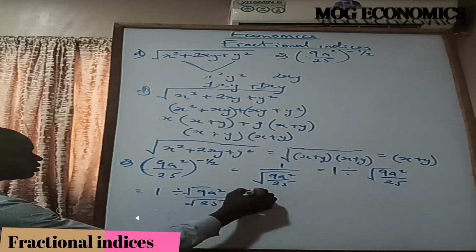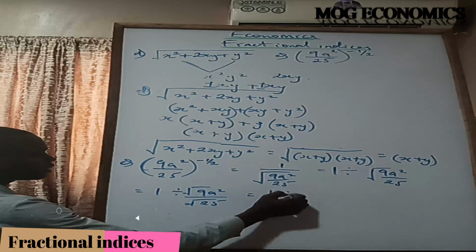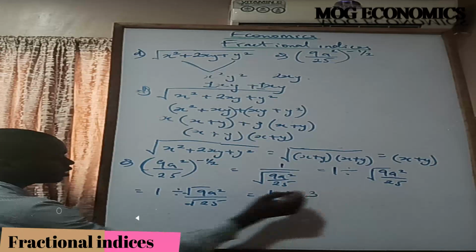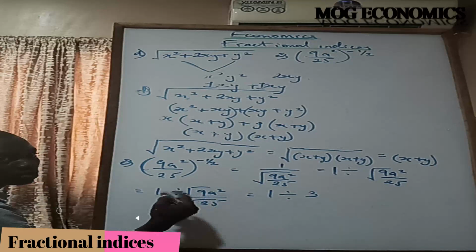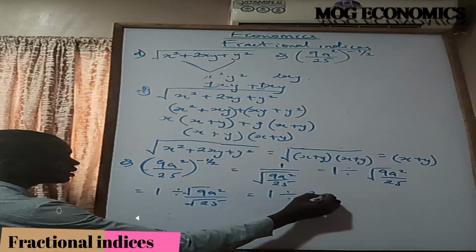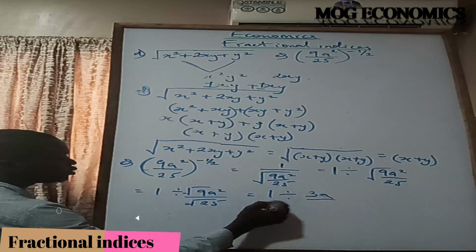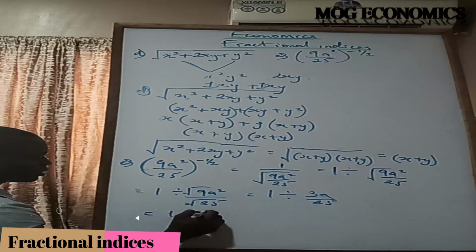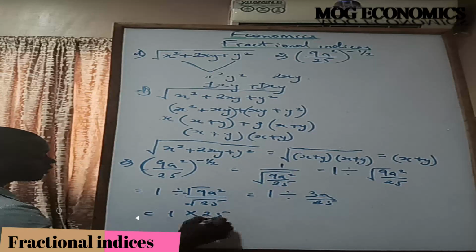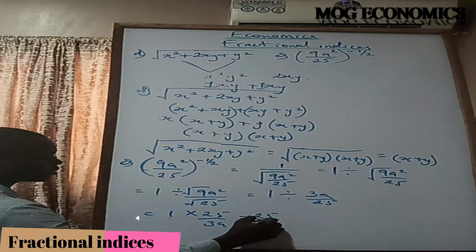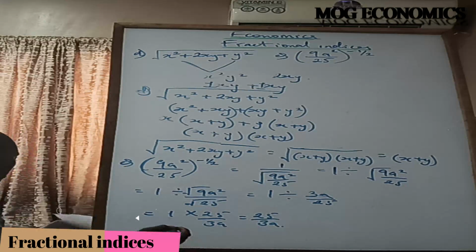I think this should be easier. So I'm going to be having 1 divided by, first, root 9 is 3. So you have 3 roots a squared, since it's just 2 roots. So a times a will give you a squared, so this is a. And divided by root 25 is 5. So we have 1 multiplied by 25 over 3a. So the answer is 25 over 3a. I think that should be it.